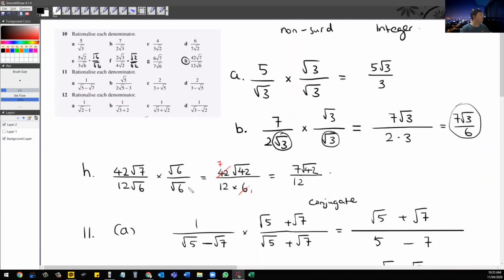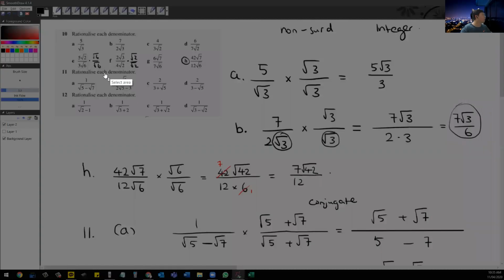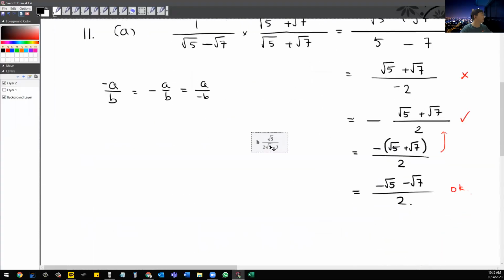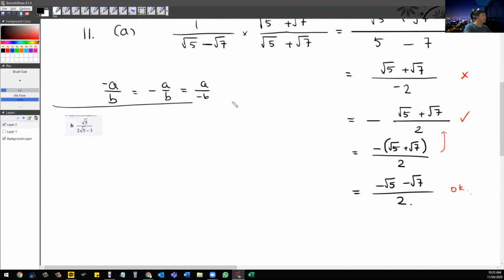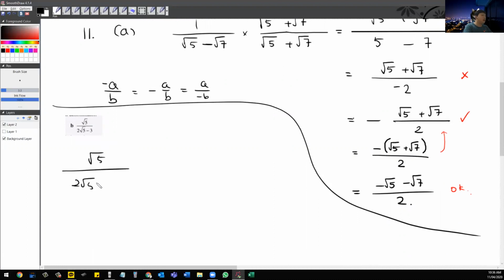Okay. Now, let's have a look at b over here, 11b. So root 5 over 2 root 5 minus 3. What would you multiply by, top and bottom, to rationalize it? It's got to be a minus b, then a plus b, right? So in this case, you have to multiply by 2 root 5 plus 3. Okay.